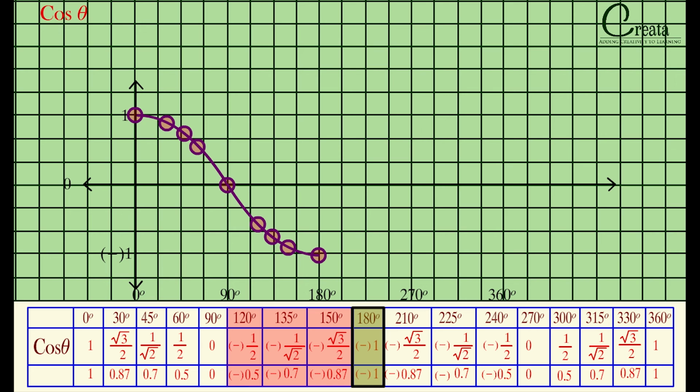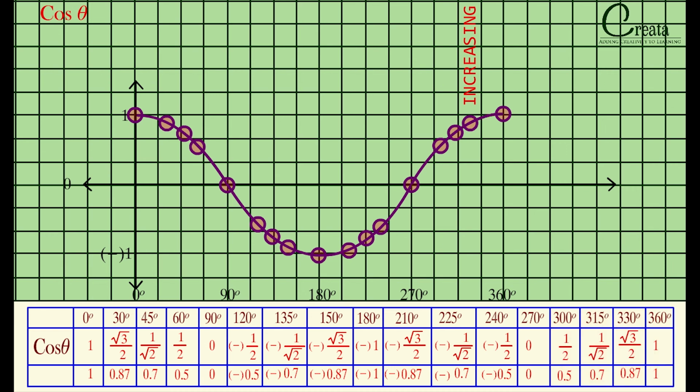Let's move to third quadrant. The point here will be at minus 0.87, minus 0.7, minus 0.5 and 0 against all this angle of third quadrant. Okay, let's join the points. So in our third quadrant, we observe that cos is increasing from minus 1 to 0. Similarly, let's mark all the points for the fourth quadrant. Here you will see the cos is increasing from 0 to 1.